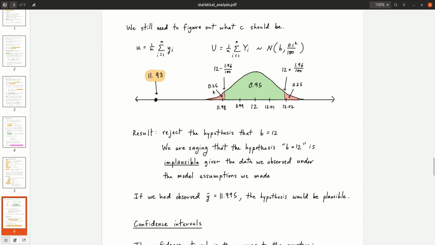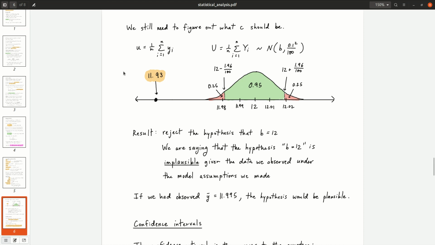So this is a typo. This should be 0.025 and 0.025. So to put all this together, if our null hypothesis is true, it has this sampling distribution. We're picking this cutoff so that the area outside of this region is 0.05.